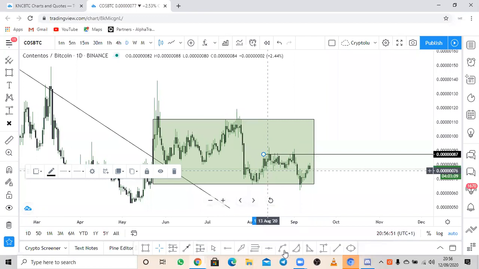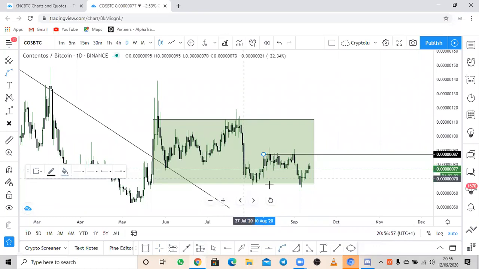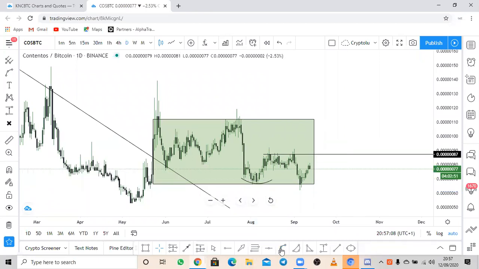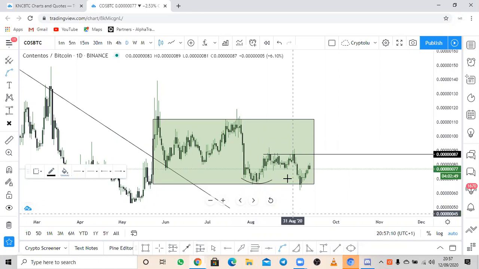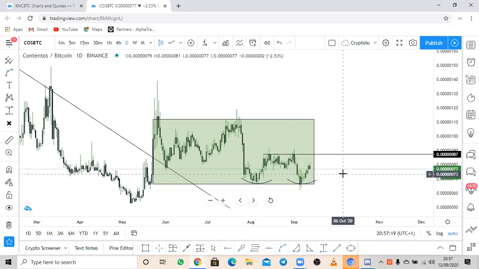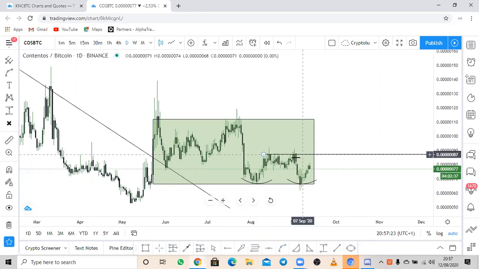Okay, so now here we have a potential double bottom. Why did I call it a potential double bottom? Because price is currently yet to reach the neckline to give us a full confirmation that this is a double bottom. So for now, it's just a potential double bottom. I'm expecting price to get to the neckline here and start moving from there.